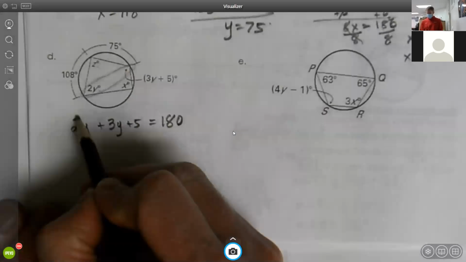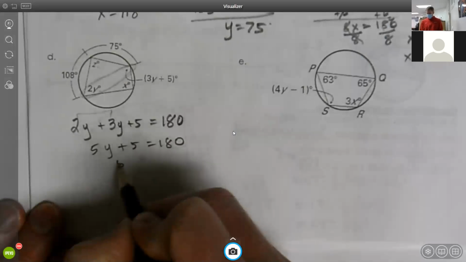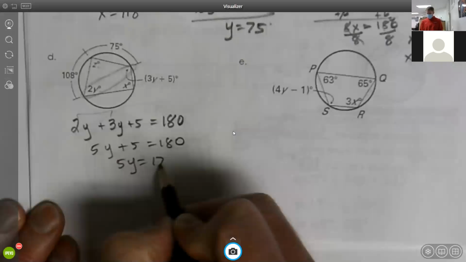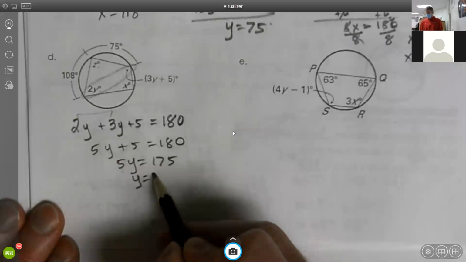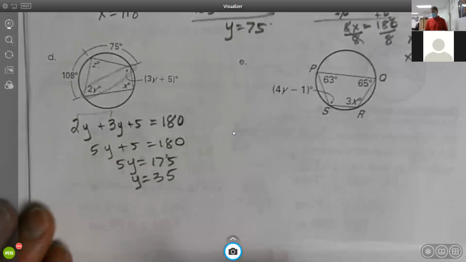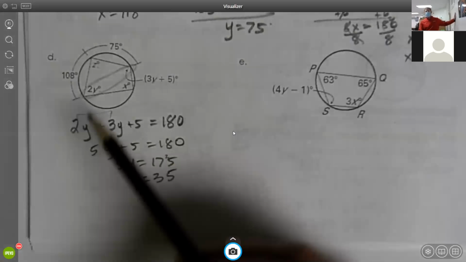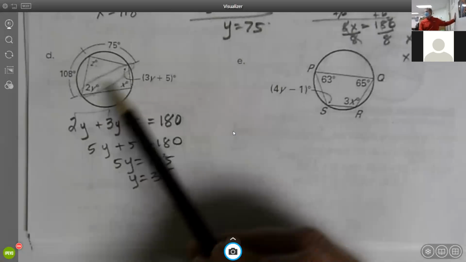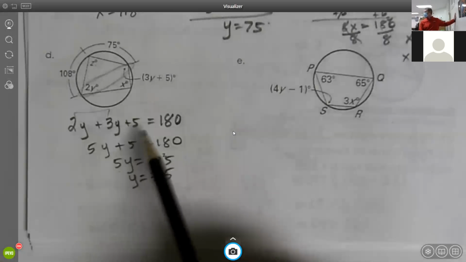So that gives me my 5y. Subtract the 5 and divide. 5 goes into 17 3 times with 2 left over. 5 goes into 25 5 times. So we know that y has to be 35. How did we get that? We knew that the opposite angles were supplementary. And if they are the same variable, then you can go ahead and work with the problem.